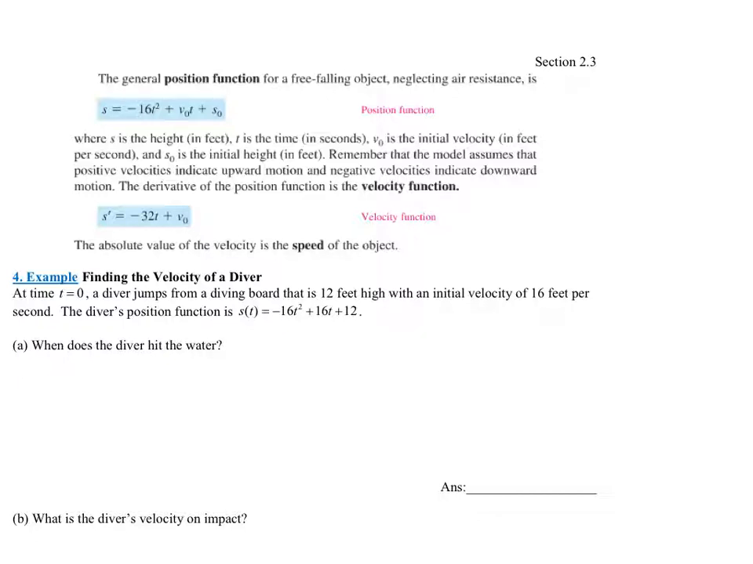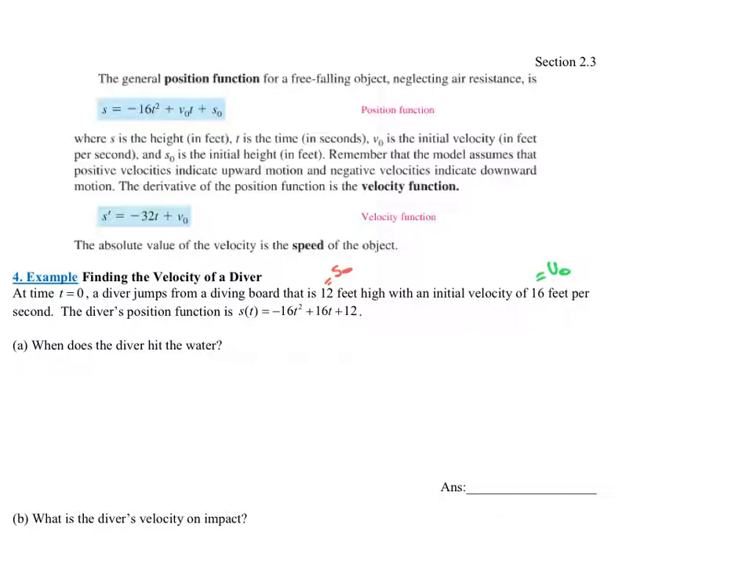It says at time t equals 0, a diver jumps from a diving board that is 12 feet high with an initial velocity of 16 feet per second. So let's think about this. The jumper is jumping from 12 feet. So that's our initial position, s0. It has an initial velocity of 16 feet per second. That's v0, the initial velocity.